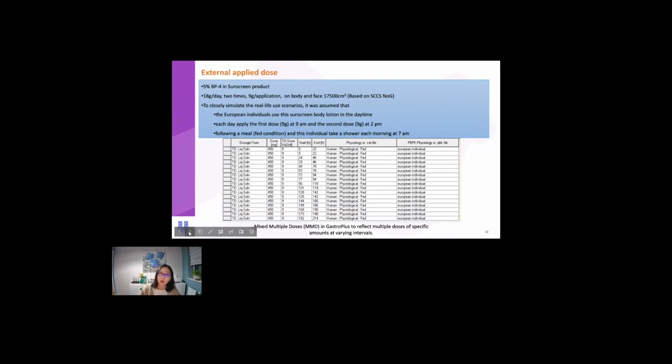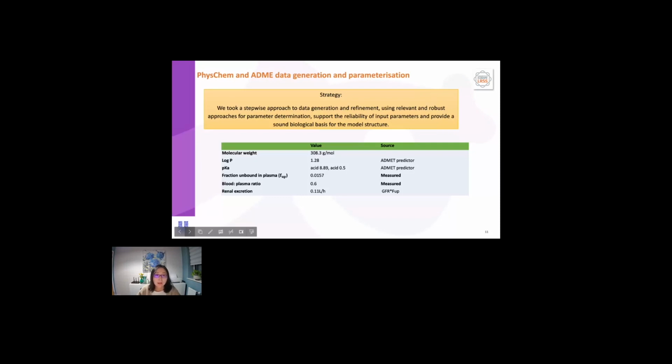Moving to the next block of exposure assessment for data generation and parameterization. I need to already mention that in this specific case study, there are no human PK data available that we can use to validate the model. So basically, not much was known in terms of BP4's biological or kinetic behavior.